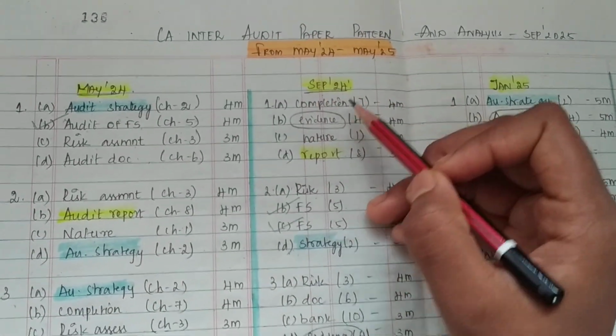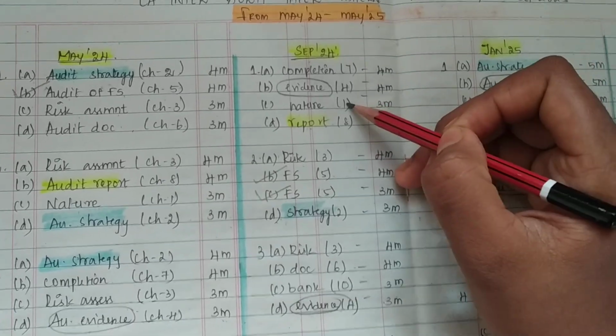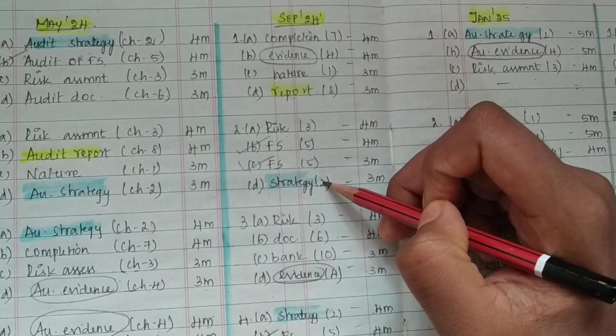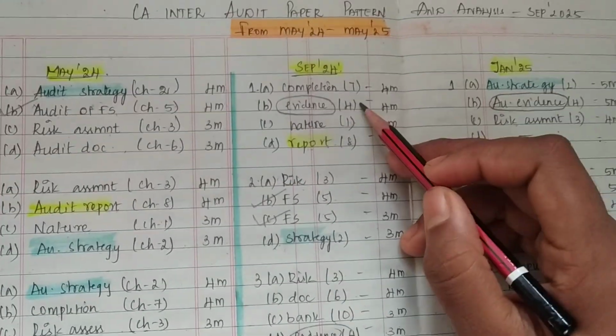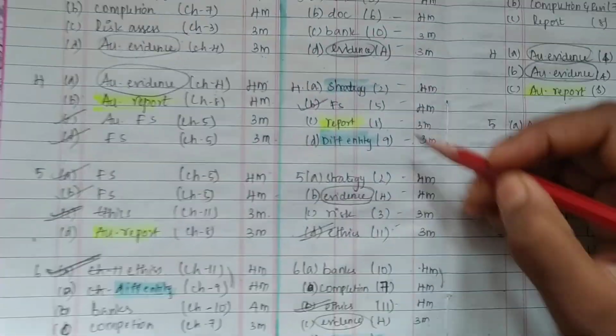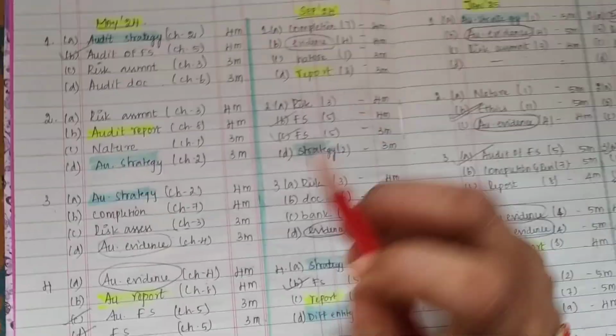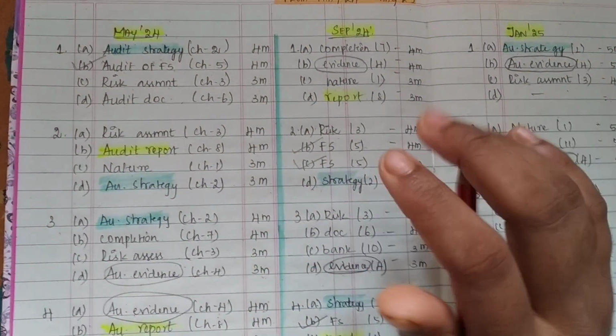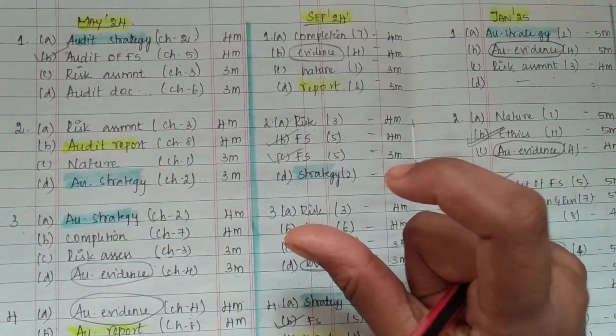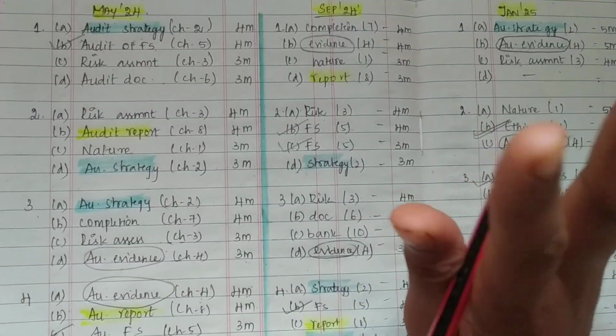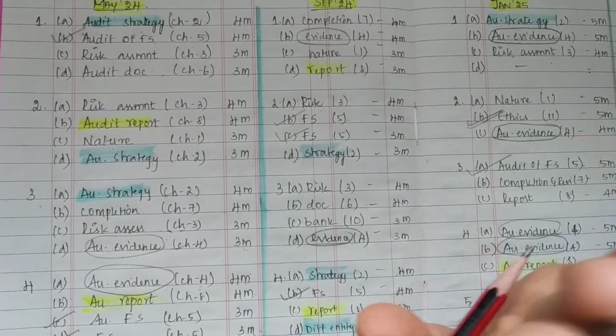Now let's check September 24. The first chapter is there, second is there, third, fourth, fifth, sixth, seventh, 8th, 9th, 10th, 11th chapter. So every chapter will be asked in the examination. So if you ask about a paper prediction for the May 25 attempt, every chapter comes for at least 3+ marks.